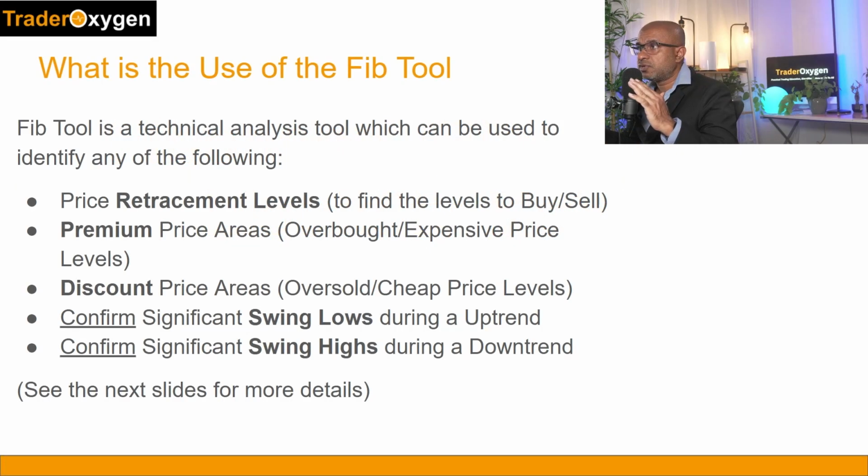So what is the use of the fib tool? Number one, you can use it mainly for price to figure out the price retracement levels, meaning where to buy or sell. Also to figure out if the price is in a premium area and if the price is in a discount area. Also to confirm significant swing lows and swing highs.